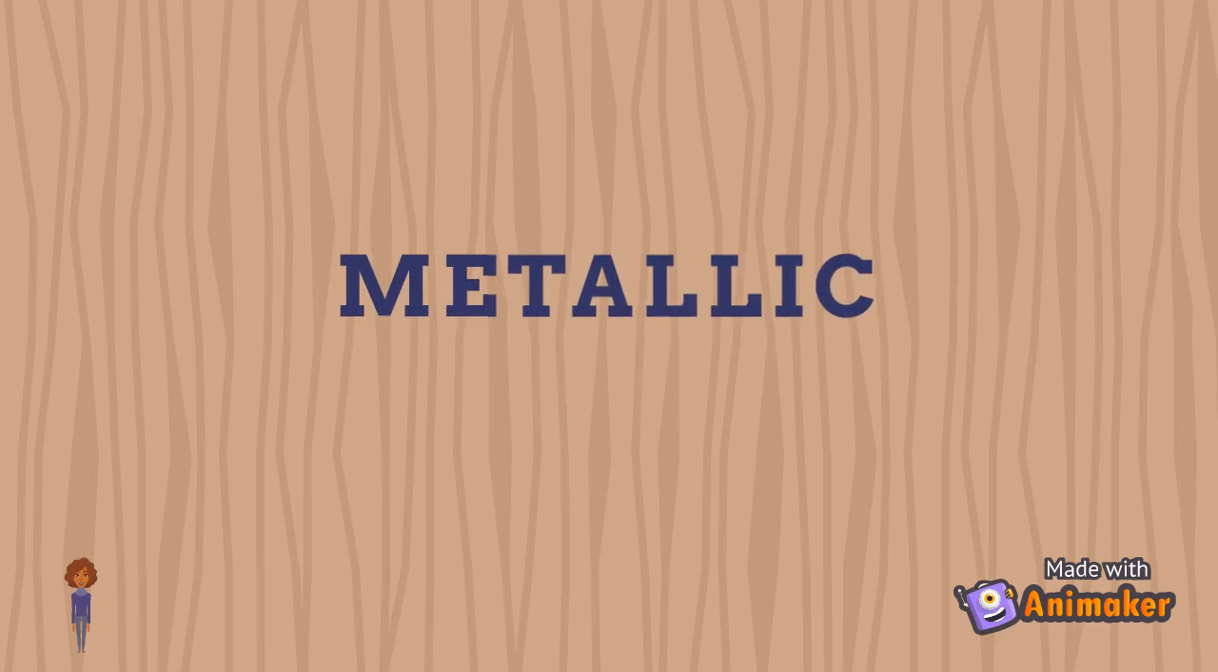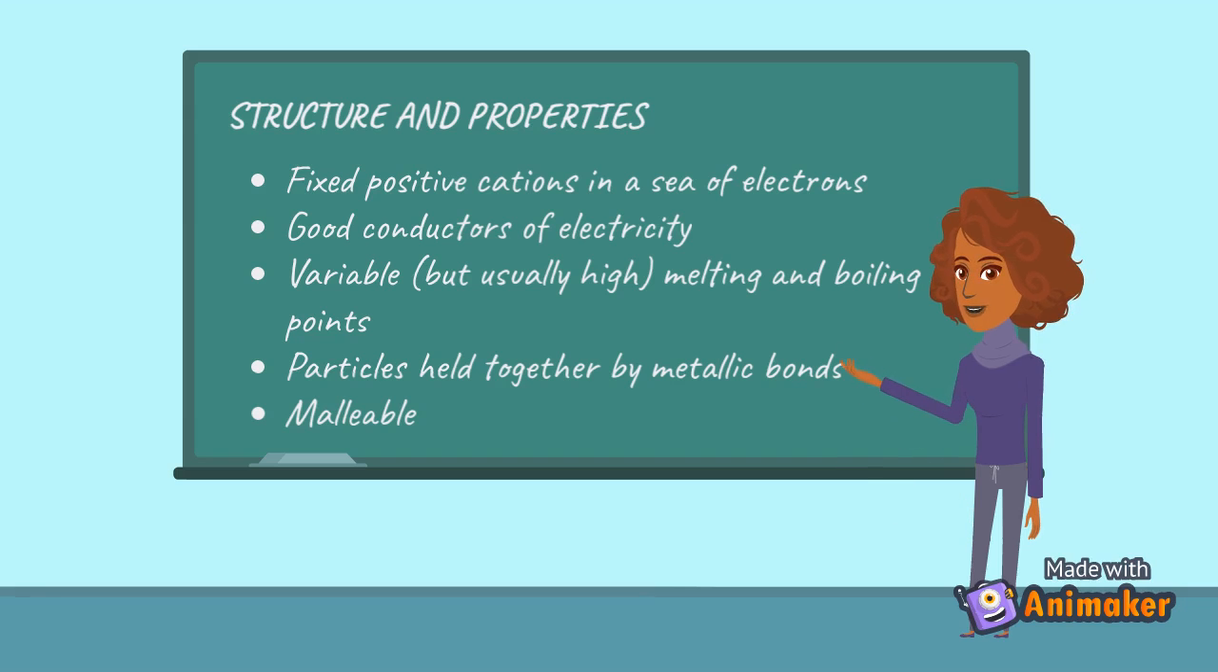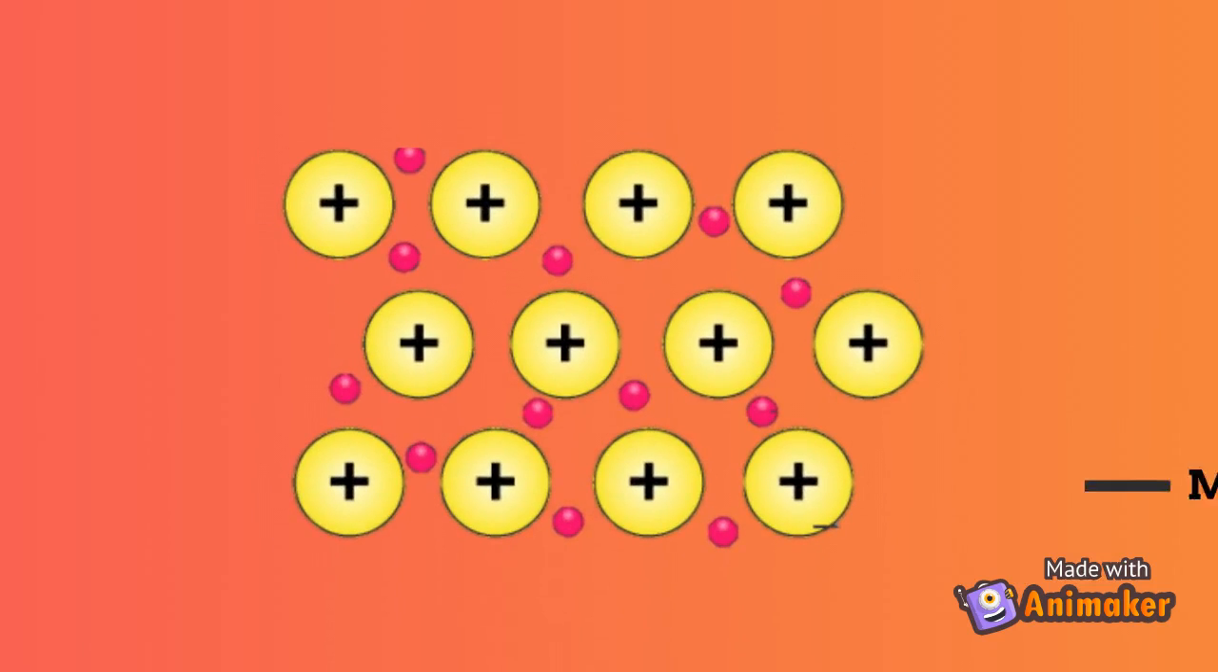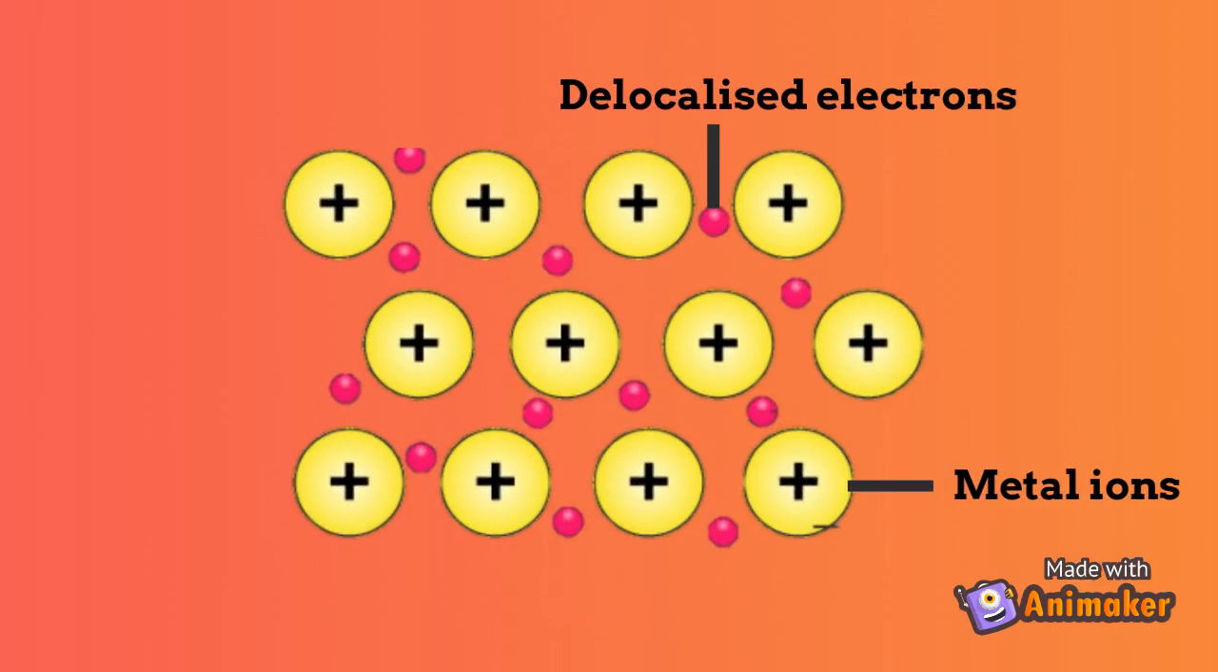Metallic substances. Metallic substances are comprised of rows of fixed positive cations in a repeating lattice. These cations are surrounded by a sea of delocalized electrons which keep them from repelling each other. Altogether, these mobile charged species allow for the conduction of electricity.